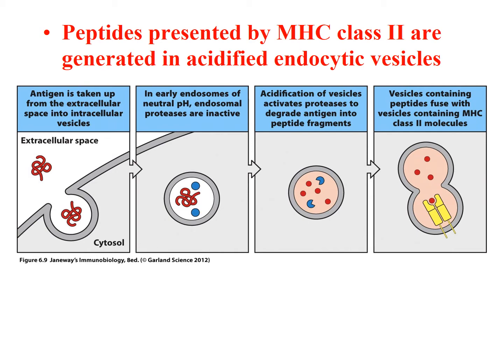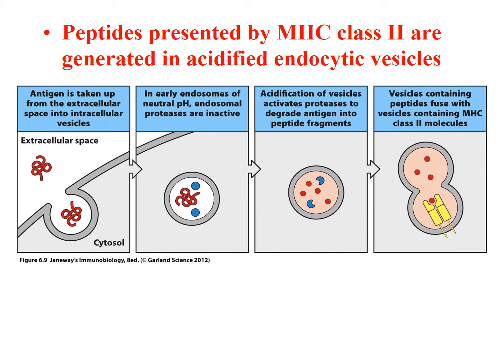So what we see here in the far left of the figure is something outside the cell. It triggers the cell to take it up. Phagocytosis, pinocytosis, whatever. It goes into an early endosome, which has a near neutral pH. You know, the pH of whatever is the space, that extracellular space around our macrophage, our dendritic cell, whatever we're talking about here.